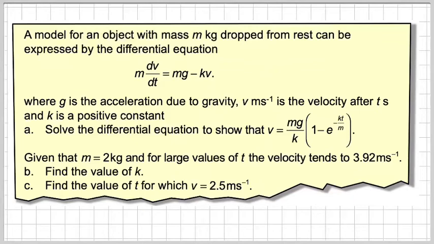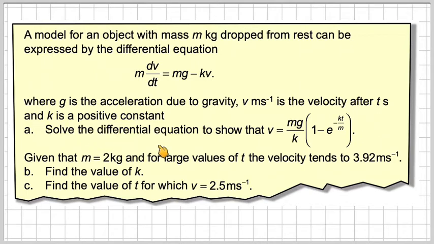Right, this is going to be a slightly long video. A model for an object with mass m dropped from rest can be expressed by the differential equation m dv/dt = mg - kv, where g is the acceleration due to gravity, v meters per second is the velocity after t seconds, and k is a positive constant.